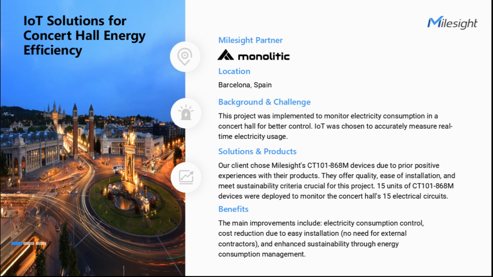In Barcelona, Spain, Milesight's partner, Monolithic, successfully implemented an IoT project in a concert hall to monitor electricity consumption. They chose Milesight's current transformer CT101 based on their positive track record, offering quality and ease of installation. By deploying 15 units of CT101 with 868 frequency band to monitor the hall's electrical circuits, they achieved better control over electricity consumption, cost reduction through simplified installation, and enhanced sustainability through effective energy management.